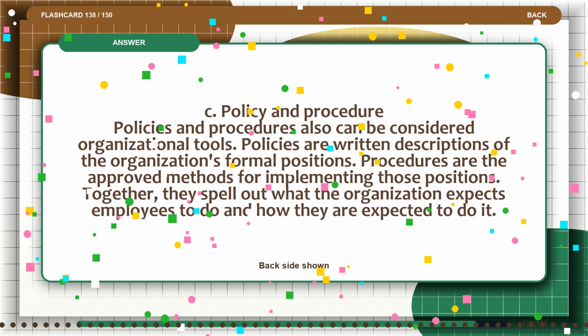The answer is C. Policy and procedure. Policies and procedures also can be considered organizational tools. Policies are written descriptions of the organization's formal positions. Procedures are the approved methods for implementing those positions. Together, they spell out what the organization expects employees to do and how they're expected to do it.